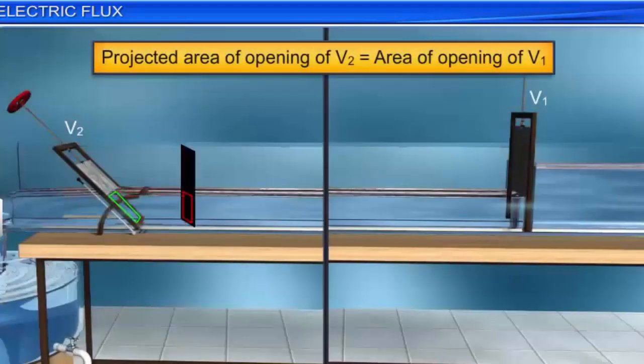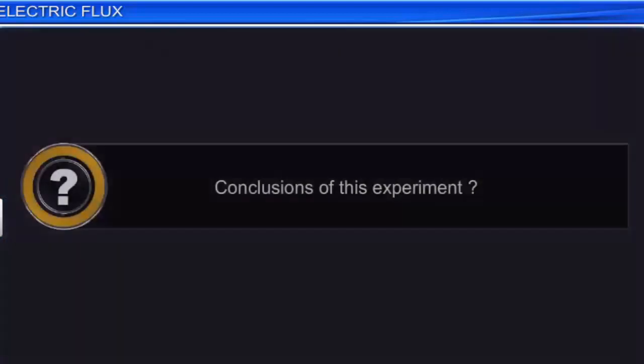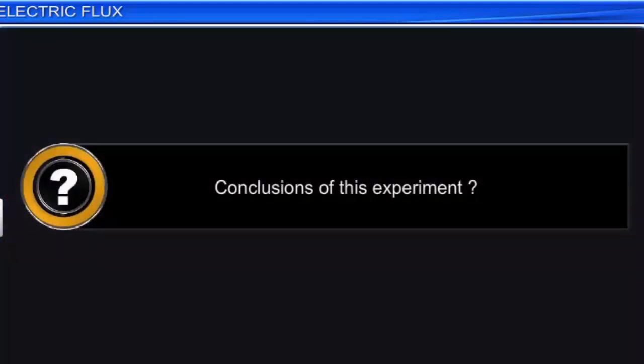The projected area of opening of V2 taken on a plane, which is perpendicular to the direction of flow of water, is equal to the area of opening of V1 that is kept perpendicular to the direction of flow of water. What are the conclusions that we can draw from this experiment?